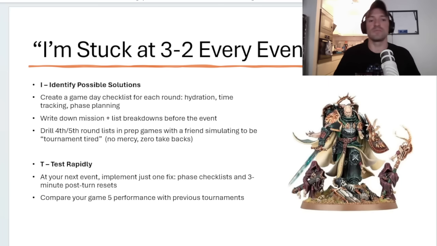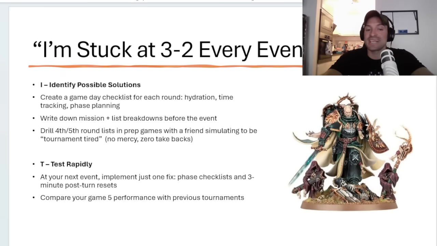And perhaps I'll even practice deploying against those lists to help prepare myself when I'm coming in for the game day. Let's drill 4th and 5th round list in preparation games with a friend, and we're simulating to be tournament tired. So if I know who the other really good players are, perhaps I'm going to simulate playing them in the later rounds, and I'm going to have my opponents, or who's my friend in this scenario, give me no mercy, meaning 0 takebacks. If the model is slightly rotated wrong, they're going to screw me on it in our practice games so that I can prepare so that I'm ready to not make mistakes in those later rounds, right?